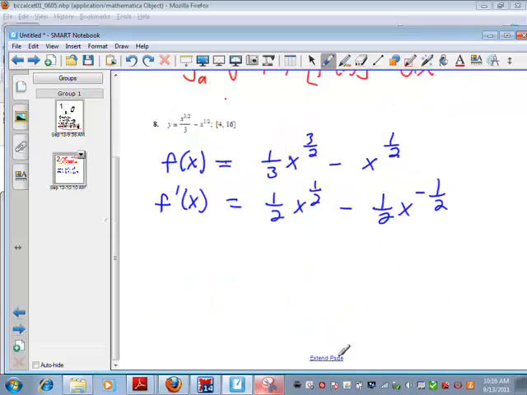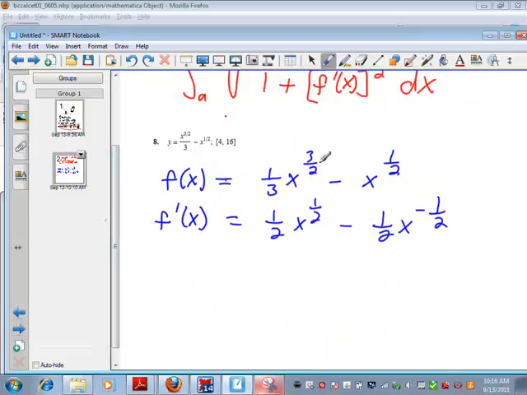This one's slick. Take questions about the derivative. Bring the 3/2 down. 1/3 times 3/2, so the 3's cancel. 1/2 x to the 1/2 minus 1 is negative 1/2.